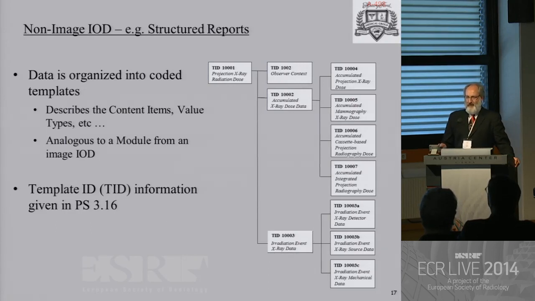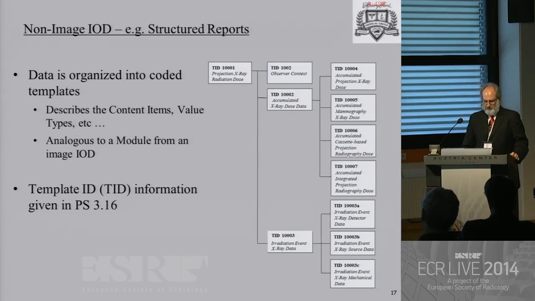When we start talking about non-image objects, now I think we're going to start talking about things that people maybe are not as familiar with. You've heard of these things. Structured reports is what I'm going to use as the example because it's the most relevant to what we need to deal with in radiation safety and in talking about radiation dose. The structure of these structured reports is in a similar manner to the modules and macros of an image object, but we don't call them macros and modules now, we call them templates. And so you'll find templates that are built into all structured reports that are going to give you the information about what's in the structured report.